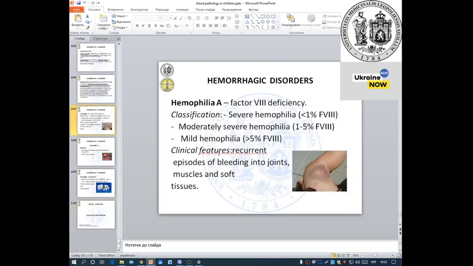Hemophilia A, factor 8 deficiency, is classified into severe form, less than 1% of factor 8, moderate severity form, 1 to 5% of factor 8, and mild form, more than 5% of factor 8. The main clinical features of hemophilia are recurrent bleeding into joints, muscle, and soft tissues.